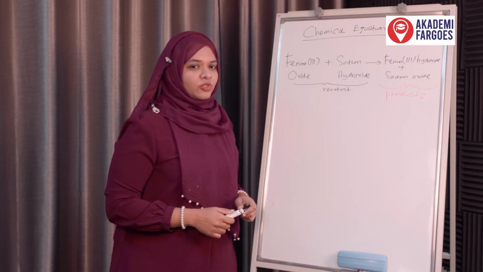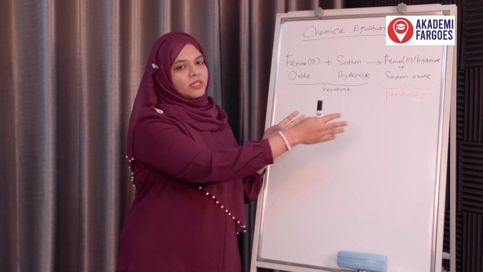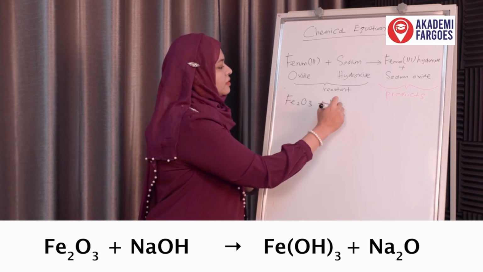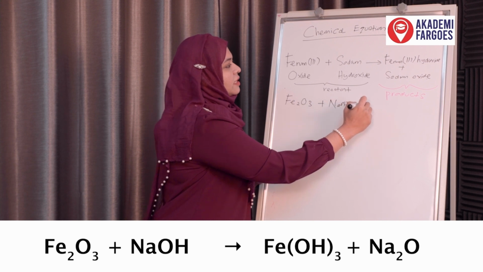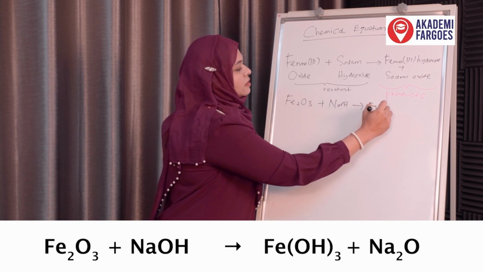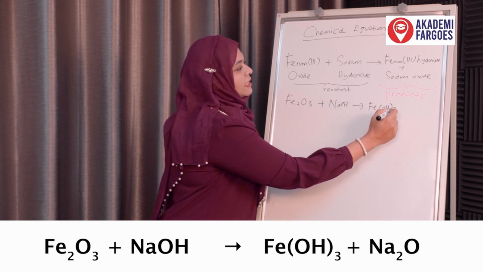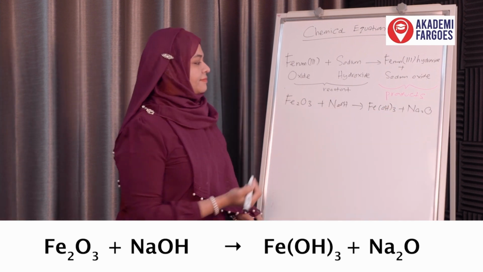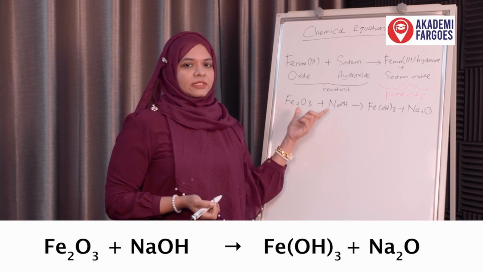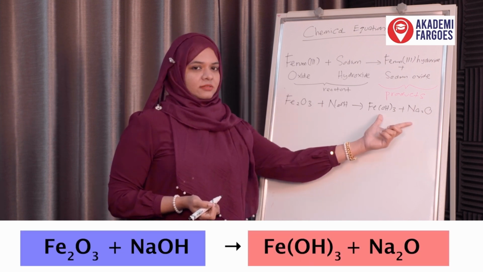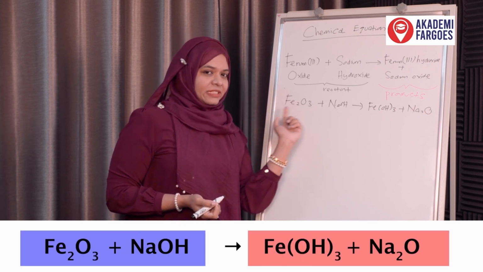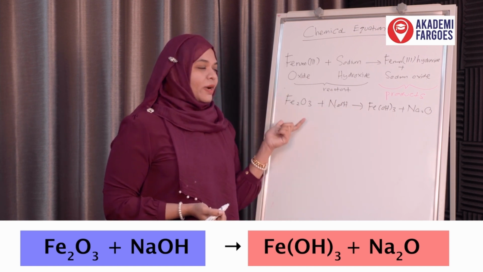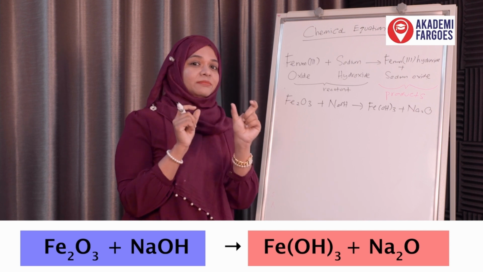Okay, now I'm going to show you and combine all the chemical formulas just now into the balanced chemical equation. Ferrum oxide, sodium hydroxide, ferrum hydroxide, and sodium oxide. As you know, this is the reactant, this is the product. Now we're going to balance left and right. What to balance? Number of atoms.